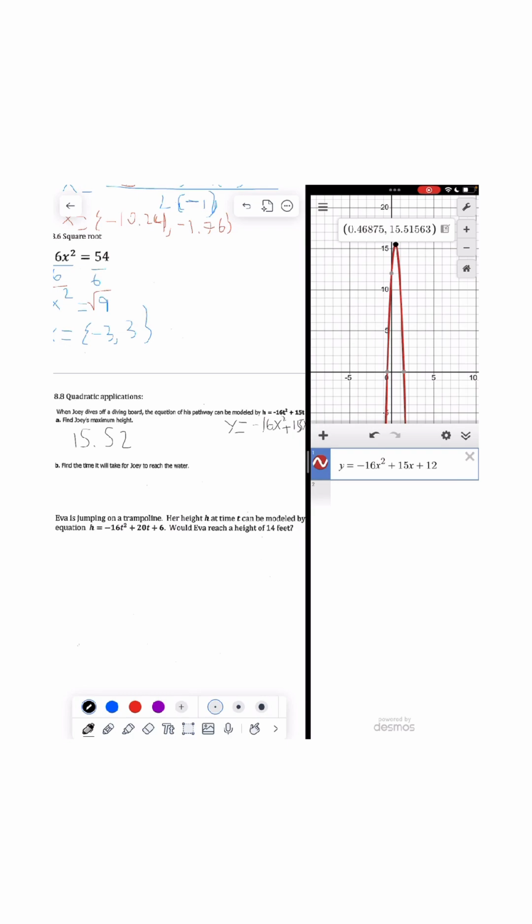Part B asks us the time it will take for Joey to reach the water. Remember, we're going to have two x-intercepts. One's going to be on the left side and one's going to be on the right side. I just care about the right side. I don't care about the left side. You can't have a negative time frame. Time can only go forward. Time is always going to be positive. So I'm going to use the right ordered pair. So let me get rid of that left ordered pair. And the x value is 1.4535. I just want to round to the nearest hundredth. So it'll be 1.45 seconds.